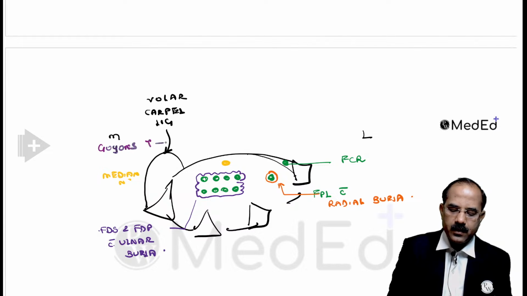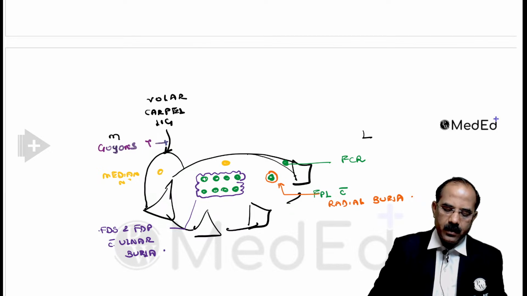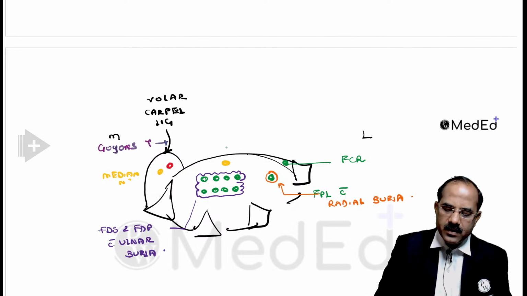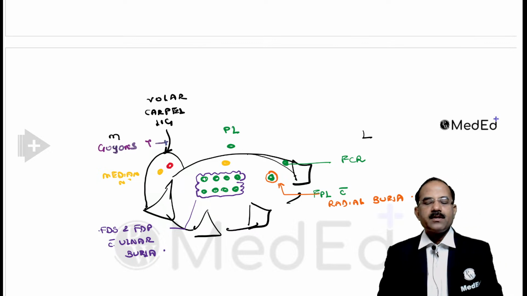Guyon's tunnel. That's the Guyon's tunnel. And what passes through the Guyon's tunnel? The ulnar nerve and ulnar artery. So what are the structures which pass above the flexor retinaculum? This is the tendon of palmaris longus.